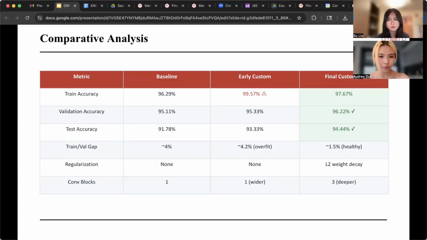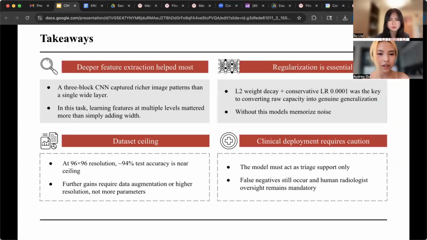We have two takeaways for this project. First, deeper feature extraction worked better than simply making the network wider in this case. Using multiple convolutional blocks helped the model learn more useful patterns in the X-rays, instead of only capturing very basic features. Second, regularization was essential. Once we increased the model size, weight decay and a lower learning rate were what kept it from overfitting and allowed the extra capacity to actually help.